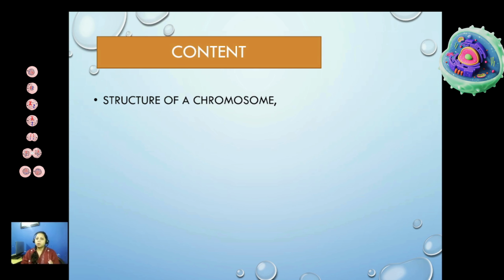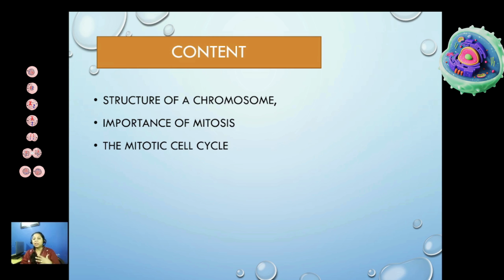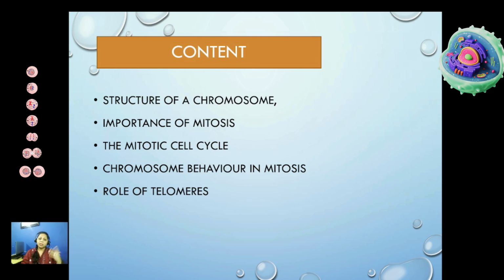The very first one is the structure of chromosome. Chromosomes are the compact form of DNA, but they're different from DNA as they're packed with the help of certain types of protein, and we are going to discuss this. Then we are going to discuss the importance of mitosis, then the complete mitotic cycle, that is, what the different phases or stages are. Then the chromosomal behavior in mitosis, that is, how they are arranged in a certain pattern and how cells divide.